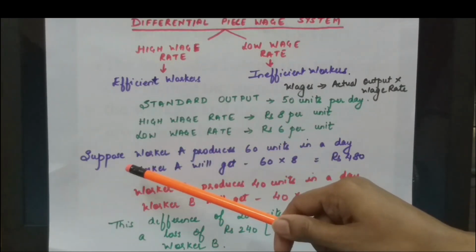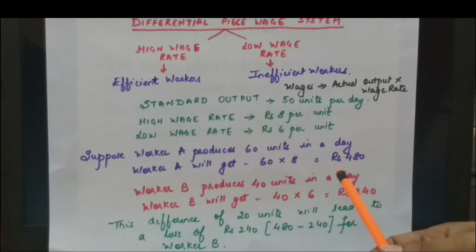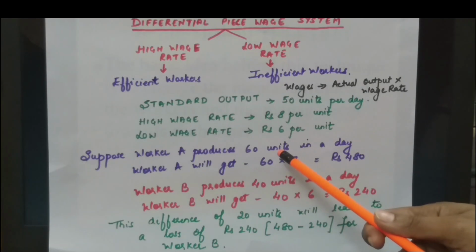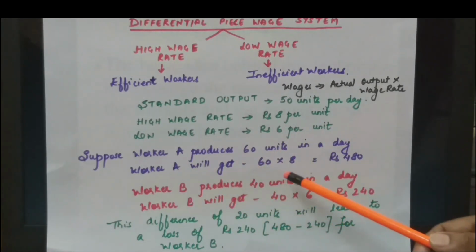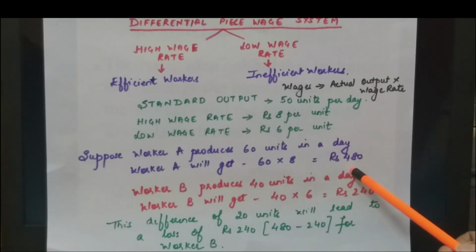Now suppose there is a worker A who produces 60 units in a day. If he produces 60 units in a day, then worker A will get how much wages? 60 into 8, that is rupees 480.